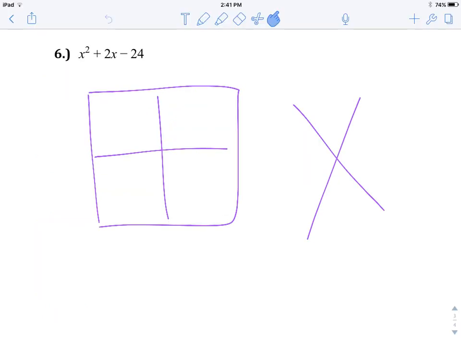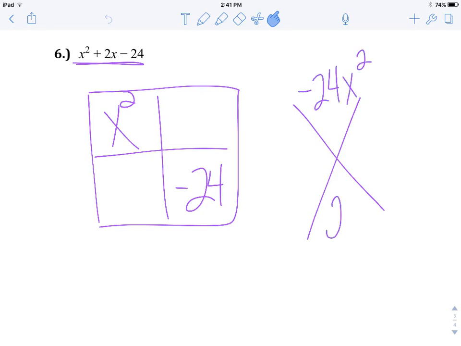Again, we have a negative in there, so one of our answers, or maybe two of them, are going to have negatives. So we're going to start with the same process. X squared goes in the top left corner. Negative 24, because that 24 is a negative, is going to go in the bottom right. We're going to multiply them together to get the top of the diamond. And then the middle, 2x, becomes the bottom of the diamond.